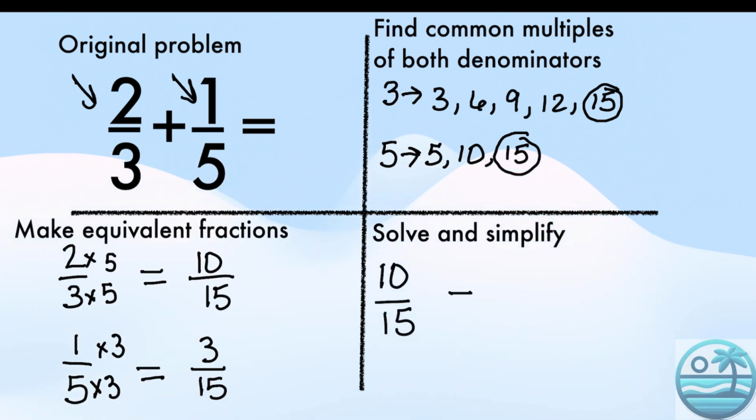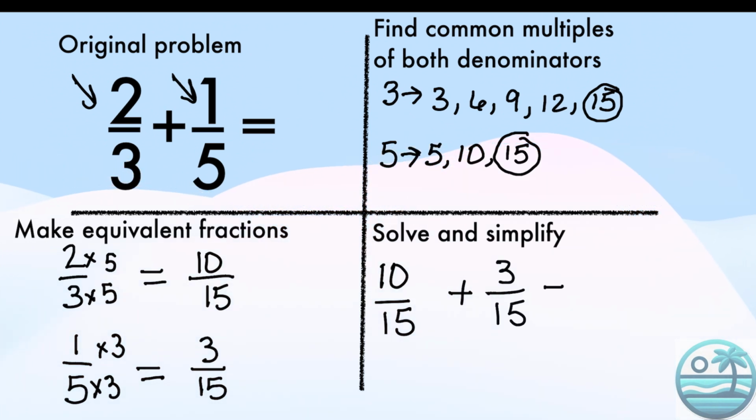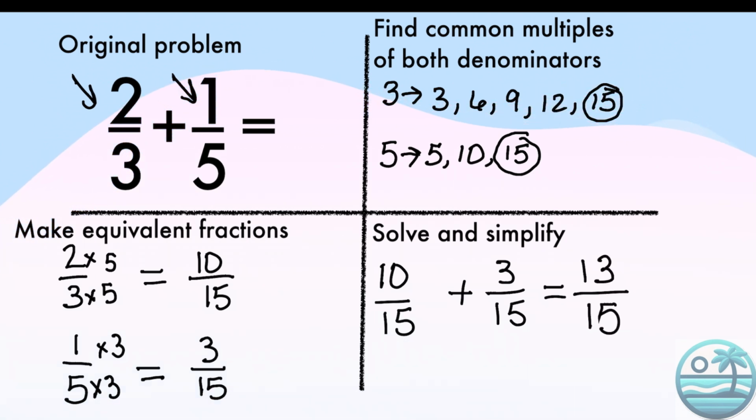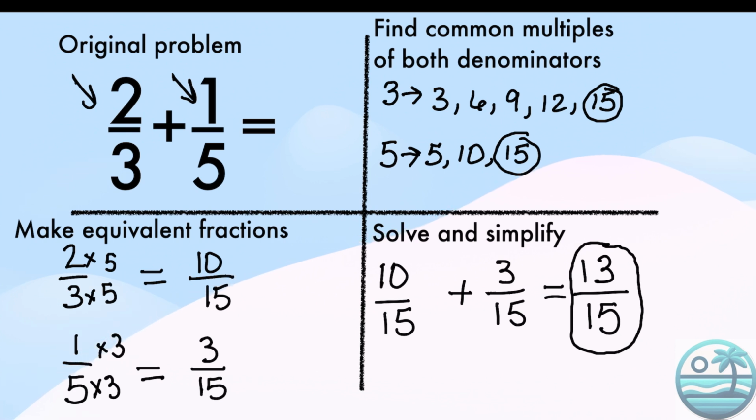10/15 plus 3/15 is equal to, add my numerators, 13, keep my denominator 15ths. 10/15 plus 3/15 is 13/15. It's always a good idea to circle your answer just to help yourself stay organized.